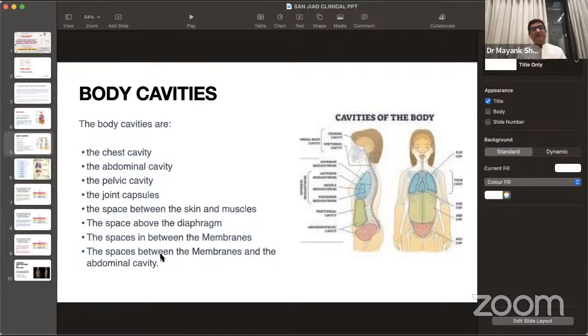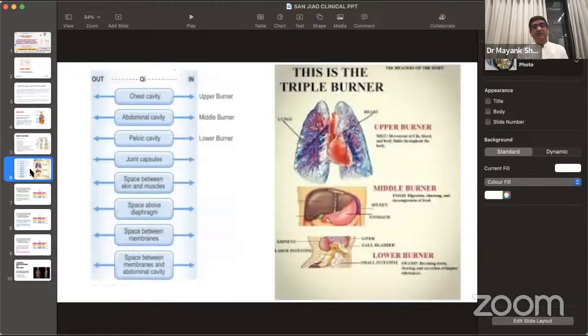And I remember mentioning in one of our earlier ACUTALKs where I had stated that a lot of energy is there in our hip joint cavity and the knee joint cavity. And it is because of disharmony of these two joints that we get illnesses of these joints and other problems as well. So the body cavities are very important and they are connected to Sanjiao.